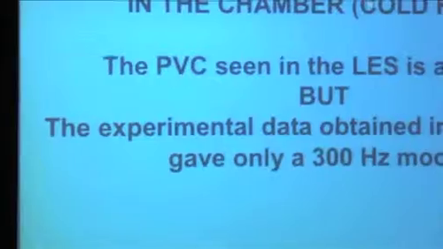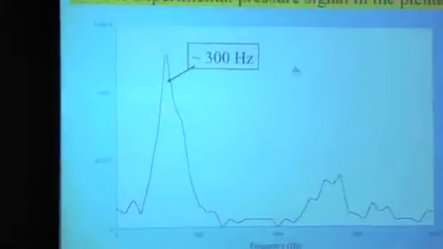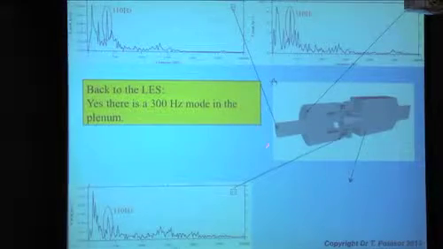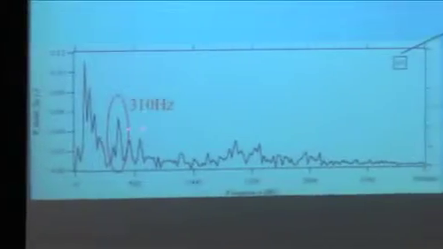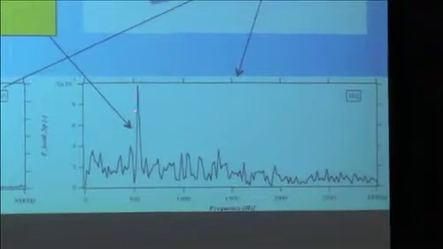Well, they measured pressure in the plenum, not in the chamber. And they said in the plenum you have a 300 Hertz mode. So that was the signal they had for pressure in the plenum, with a peak here at 300 Hertz. So we went back to the LES, and we looked also at the plenum because we didn't do it before. And in the plenum, indeed, we found also a 300 Hertz mode. But we told them, well, stop looking at the plenum. Look at the chamber, because in the chamber, you should have a 500 Hertz mode.